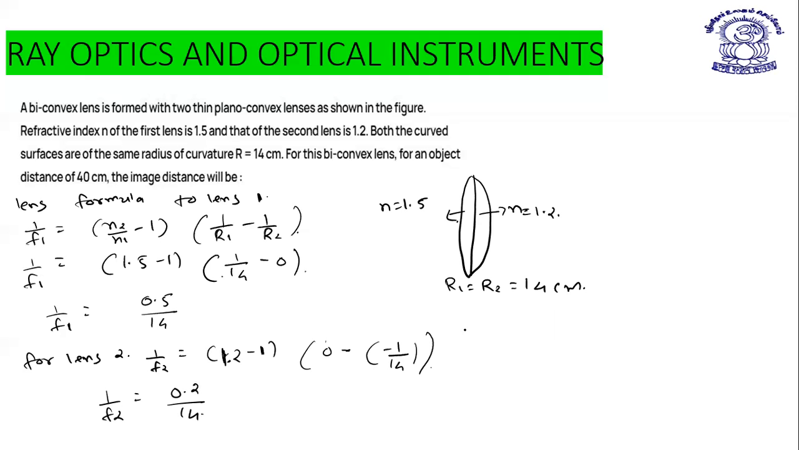Now, for the combination of lenses, we can write 1 by f is equals to 1 by f1 plus 1 by f2, that is 0.5 divided by 14 plus 0.2 divided by 14, that is 0.7 divided by 14.